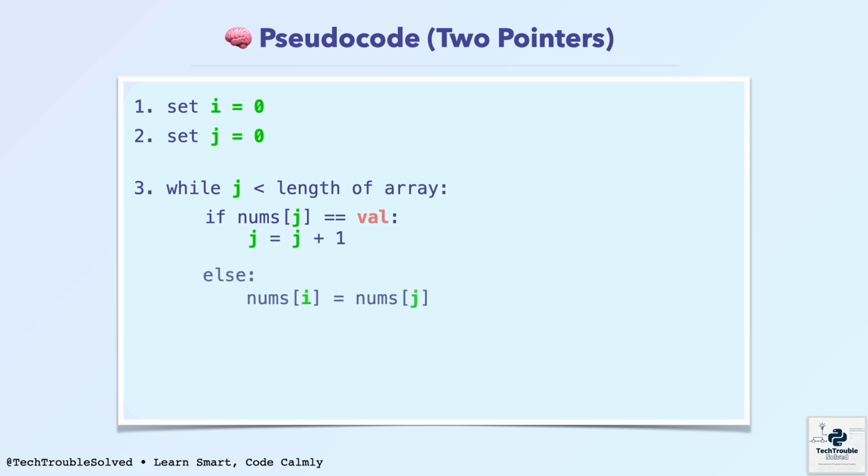Otherwise, we copy the value at j to position i. Then we move both pointers forward. Once the loop finishes, we simply return the value of i. That's the new length of the array. Notice that this pseudocode is the direct translation of the steps we just discussed. There is no new logic here.